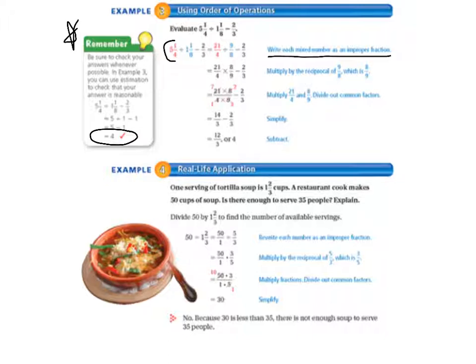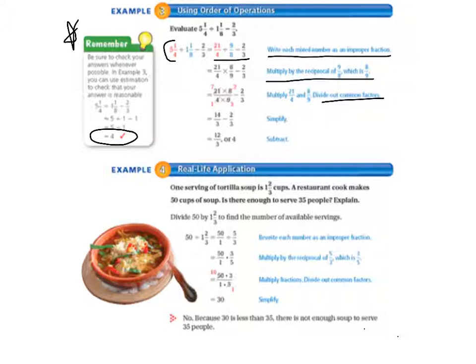And then our 2/3 stays the same. We need to keep it there so we don't forget that we need to subtract it. And then we're going to multiply our numbers that we're dividing by the reciprocal of 9/8, which is 8/9. So if you look down in the next step, we are dividing out the common factors.